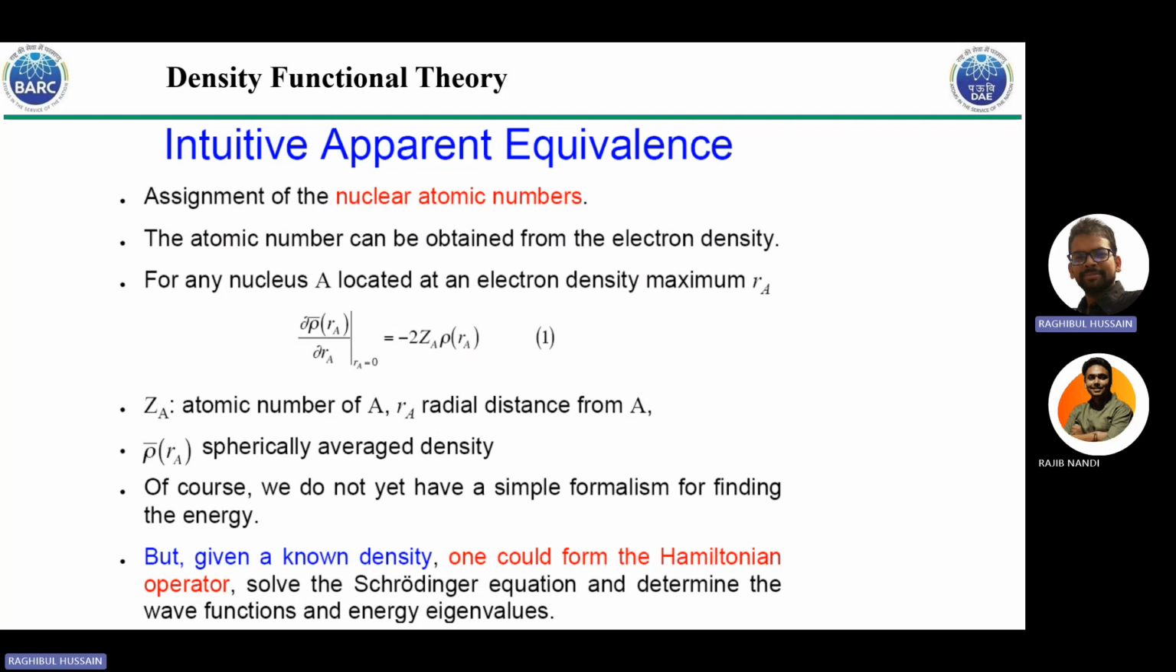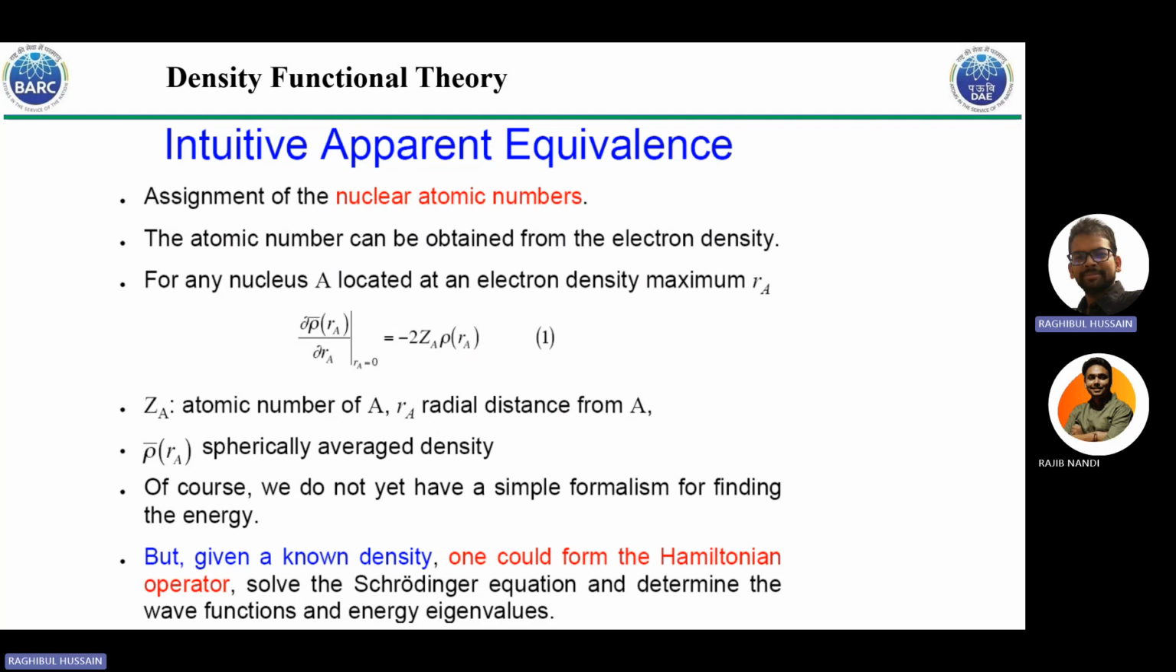How? Because if you take the derivative of the average density with respect to position, you will get this relation. I'm not going to derive that. So from that, Z is nothing but the atomic number. R is already the average density. So we are able to calculate the atomic number of an element from the density, if you know the average density of the system.